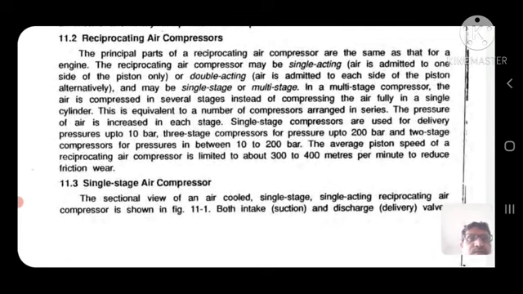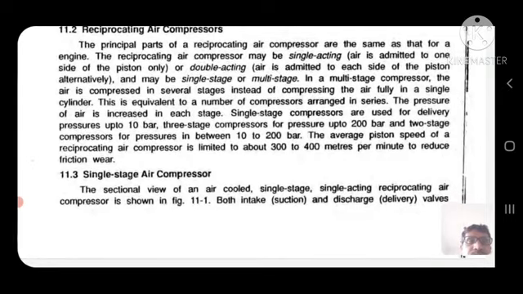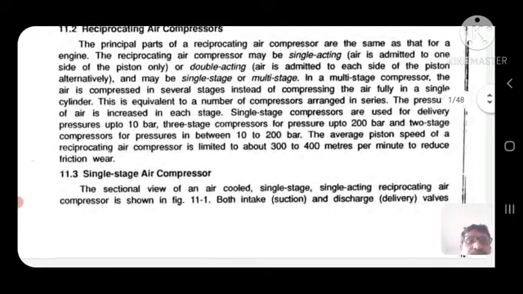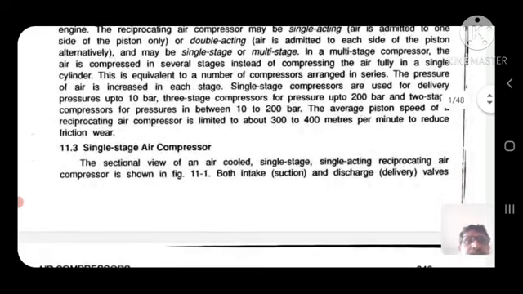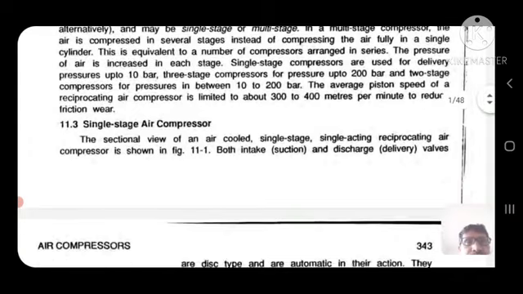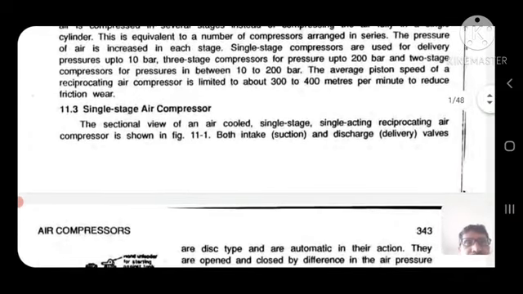The reciprocating air compressor may be single acting, where air is admitted to one side of the piston only, or double acting, where air is admitted to each side of the piston alternately, and may be single stage or multi stage. In a multi stage compressor, the air is compressed in several stages instead of compressing the air fully in a single cylinder. This is equivalent to a number of compressors arranged in series.